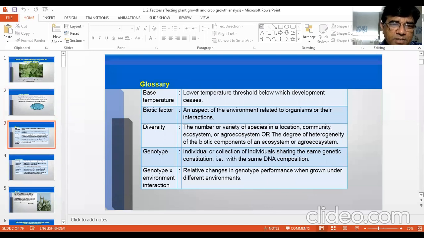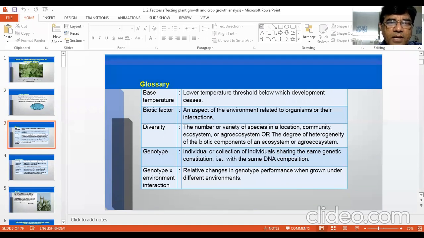Some difficult words or terminology, like base temperature. Base temperature is the lowest temperature, the threshold below which development ceases. It means plants would not be able to have any physiological functions if the temperature is that much lower. Such a temperature is called the base temperature.